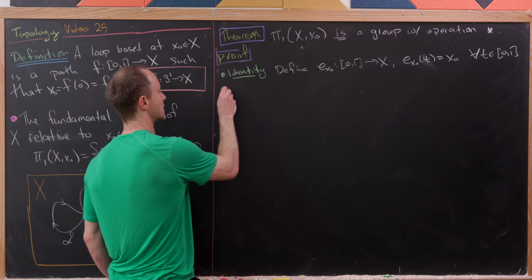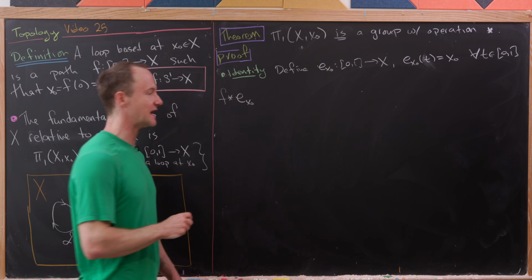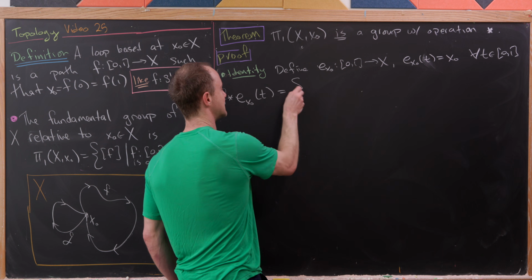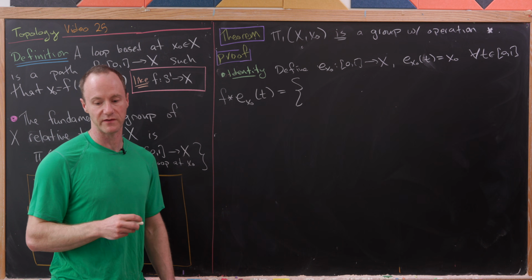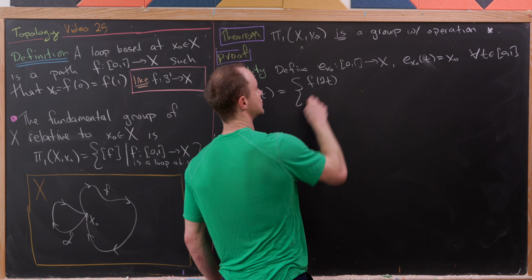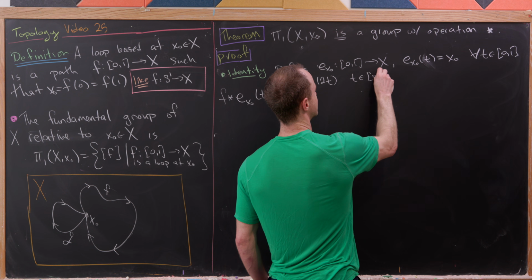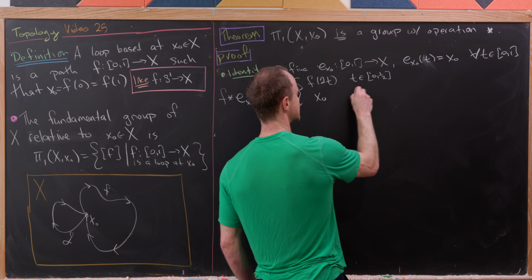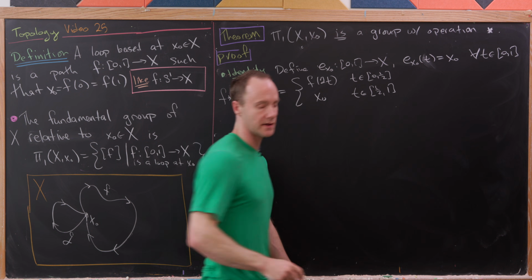And now let's observe that if we do the star operation of f with e sub x naught, and then evaluate that at t to get a formula for it, given the star operation on the previous board, we get f of 2t for t on the interval from 0 to 1/2, and then we'll be sitting at x naught when t is on the interval from 1/2 to 1.